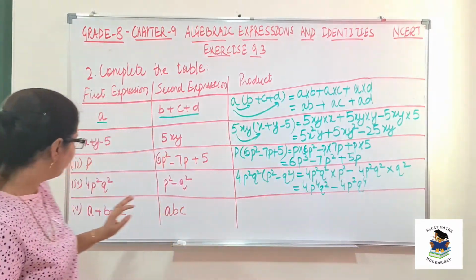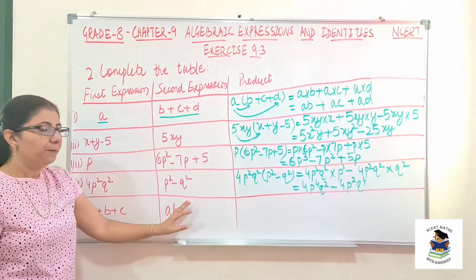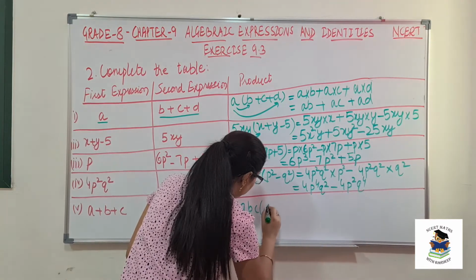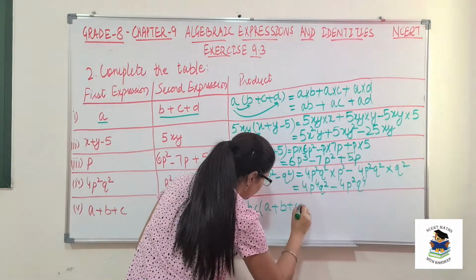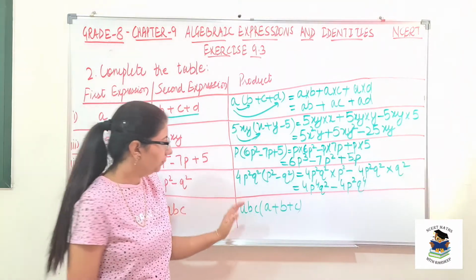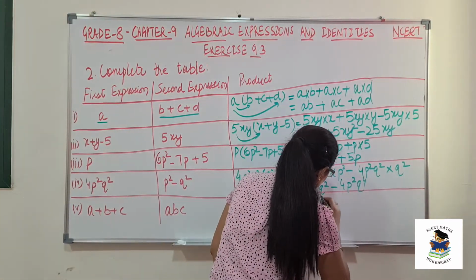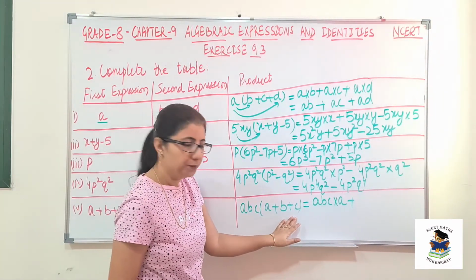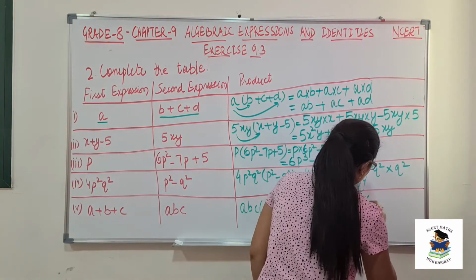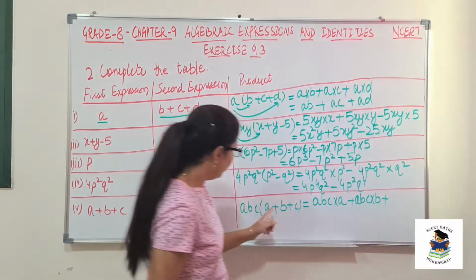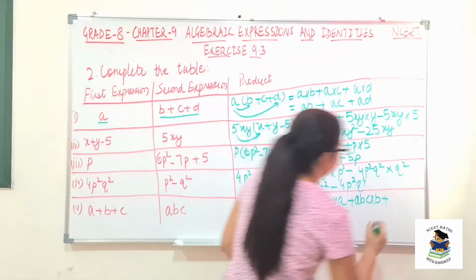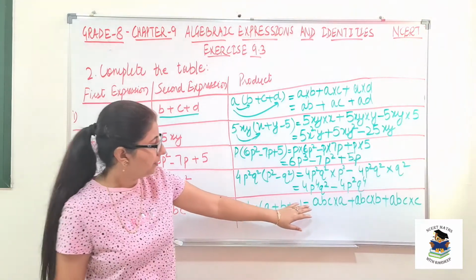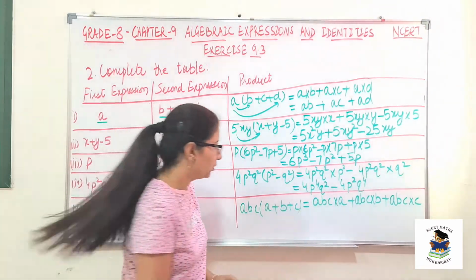Now let's move to our last part, that is A plus B plus C multiplied with ABC. So monomial we will write first, ABC multiplied with A plus B plus C. So we will multiply ABC with each term, that is ABC into A, then ABC into B, and again ABC with C. So again we will combine them. This A into A, it will give me A square.